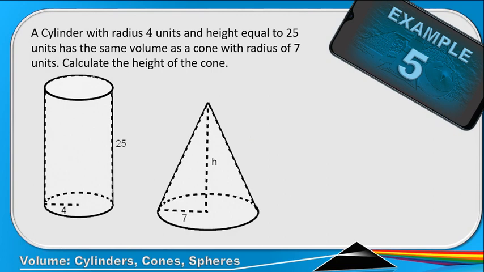Alright, now for the final example: a cylinder with radius 4 units and height equal to 25 units has the same volume as a cone with radius of 7 units. Calculate the height of the cone.